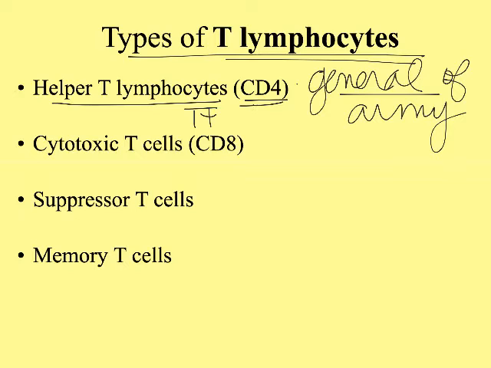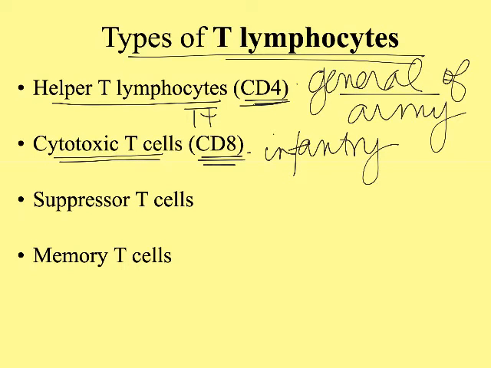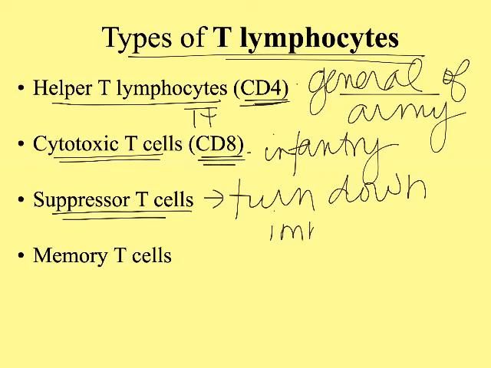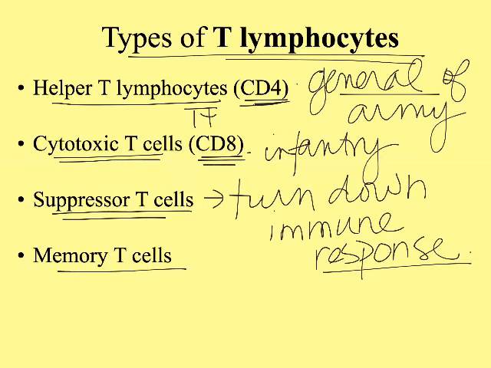Okay, and this is the type of receptor on them. Cytotoxic T cells have CD8 receptors. These are more like the infantry. So they're going to be able to kill things. Now, the suppressor T cells are going to turn down the immune response. They're going to suppress it. We don't want it to just keep going on and on. We want to be able to turn it down. And then memory T cells are going to remember what you've been exposed to.